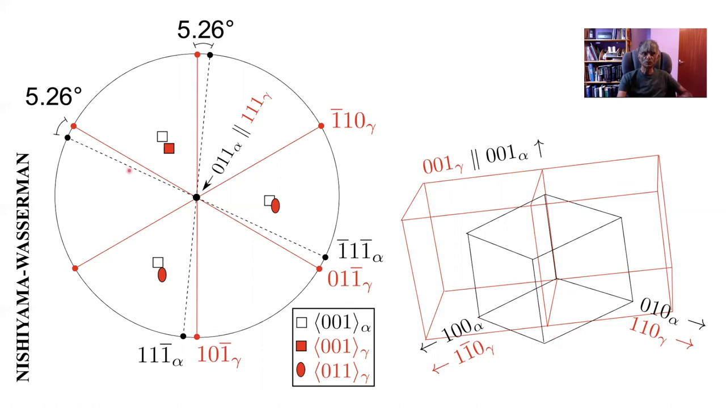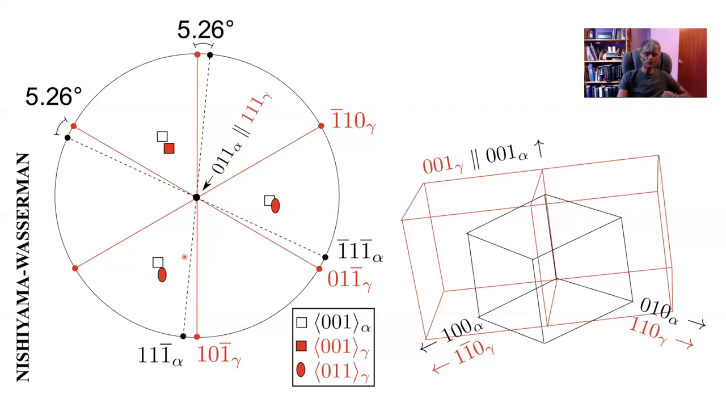Now, if I look on the stereographic projection to see where I can find this orientation, then these are the 001 directions of the austenite and of the martensite. They're not exactly parallel, but they are close to what's illustrated in this diagram. And similarly here, I have the 100 of the martensite, roughly parallel to the 1 bar 10 of the austenite, and the 010 of the martensite, roughly parallel to the 110 of the austenite. So we can discover this orientation relationship in this Nishiyama-Wasserman orientation, but it's approximate here, okay? It's not exact.